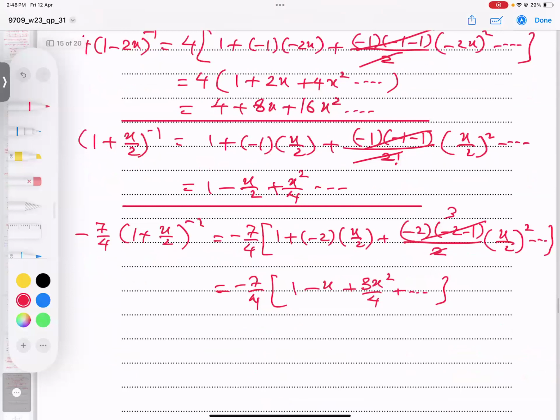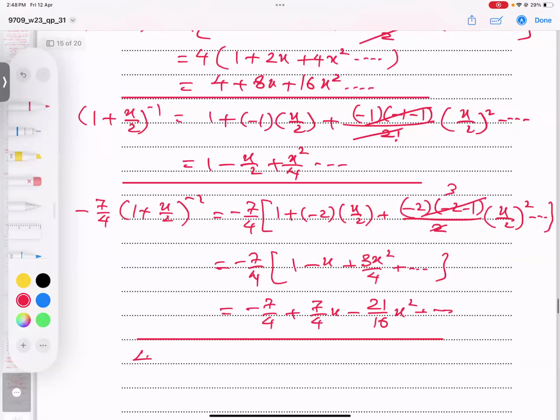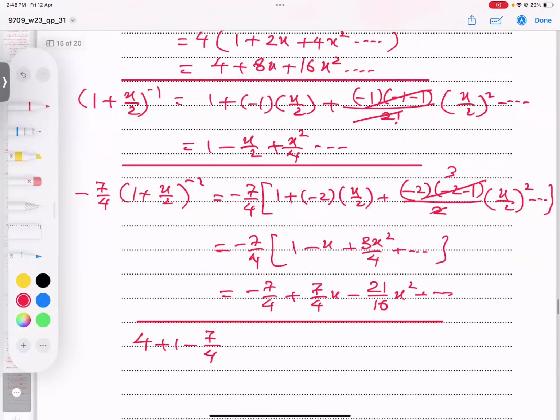And now I'm going to multiply this -7 by 4 inside. So I get -704 plus 704x and minus 21 over 16 x to power 2. Now, student, I can do one thing. This constant, this constant, and this constant, I write together: 4 plus 1 minus 7 over 4. So 5 minus 7 over 4 is giving us 13 by 4. So I think this is okay.